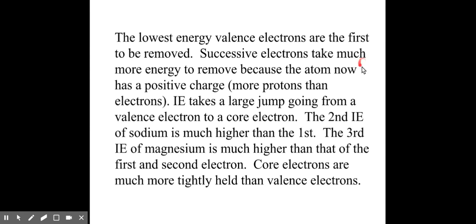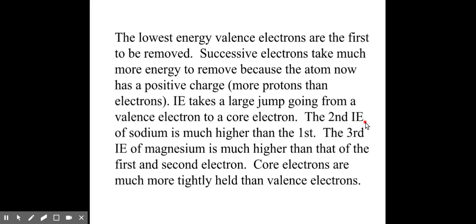So once that first electron is pulled away, it now has more protons than electrons, so now they're going to be holding on to those electrons much more tightly. So that second ionization energy is always going to be higher. The ionization energy takes a very large jump when going from a valence electron to a core electron. That would be once you pass one of the noble gases, whenever we start taking off another shell.